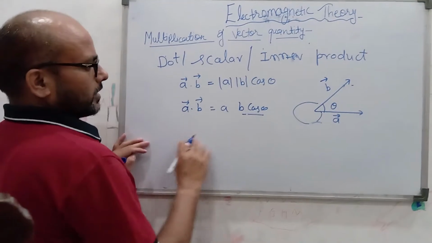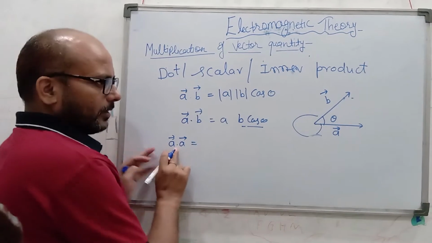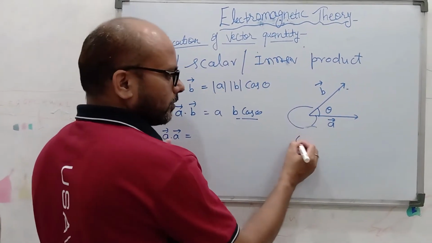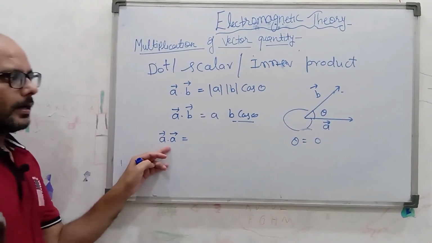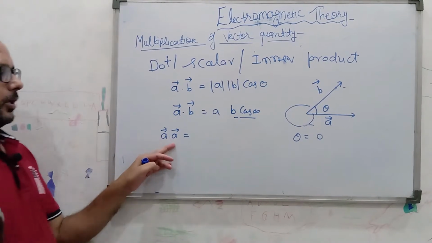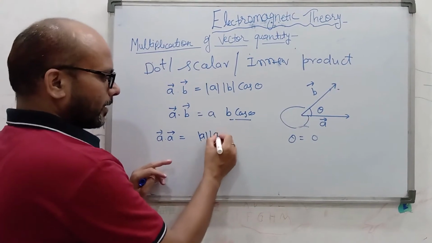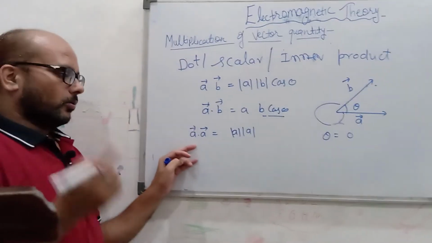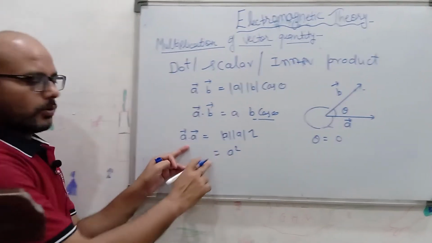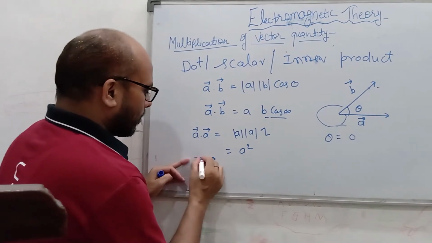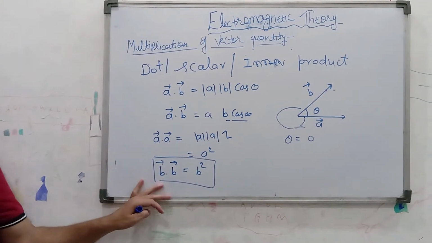Now for the same vector, the same direction, that is A dot A. A dot A means the angle theta equals 0. So here it is mod of A vector, mod of A vector, cos 0 equals 1. So A square. Similarly, B dot B equals B square.